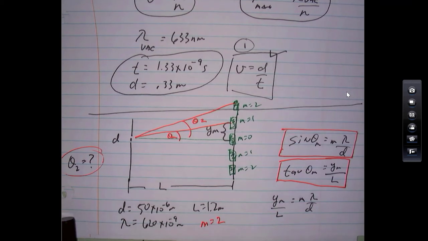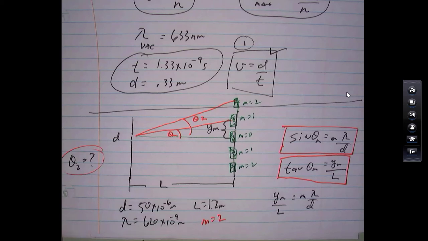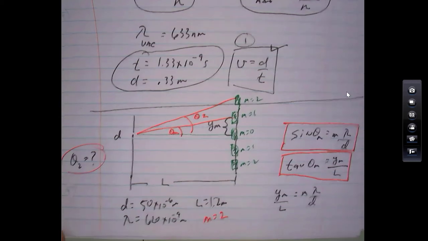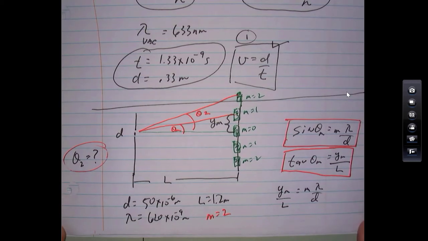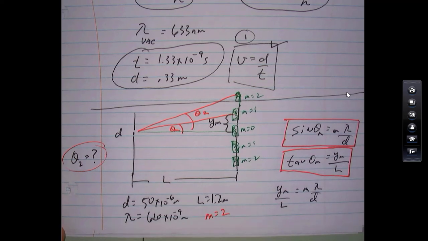Okay, and that's just purely based on the trig. Now there's something called the small angle approximation. When theta is not too big, the sine of theta is approximately equal to the tangent of theta. So if this is approximately equal to this, I can set them equal to each other. So when I set this equal to this, I get this formula.